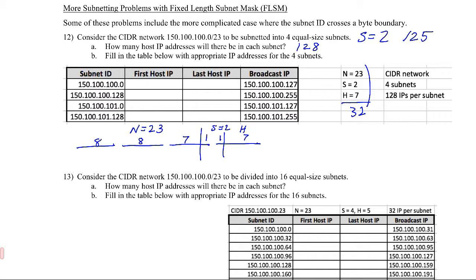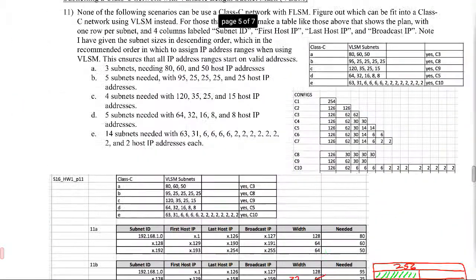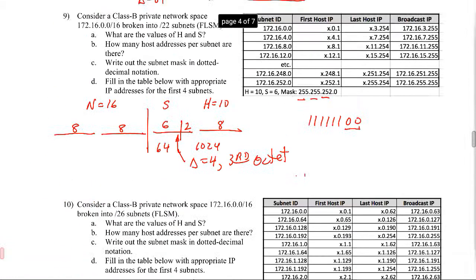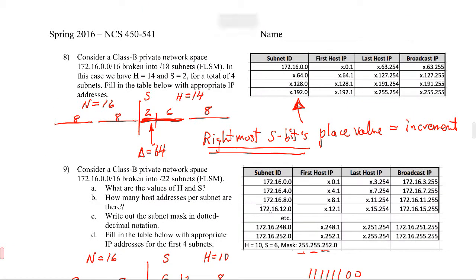I'm going to say S is 2, and then H is the remaining 7 bits. Okay? So this is one of those cases where we have this crazy situation where the S bits are spanning across 2 octets in our IP address, and it makes it a little bit complicated. The general rule is, though, and I wrote it out on a previous problem up here, that we take the rightmost S bit place value, and that's going to be our increment. Okay, and wherever that place value occurs, that's the byte in which we're doing the increment.